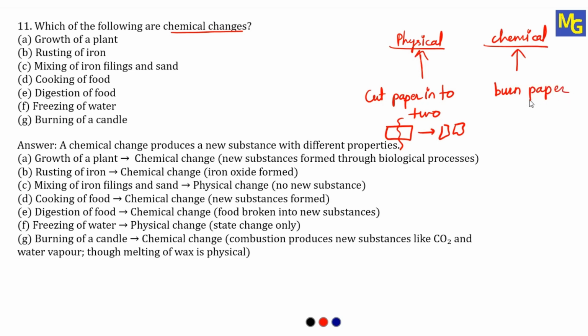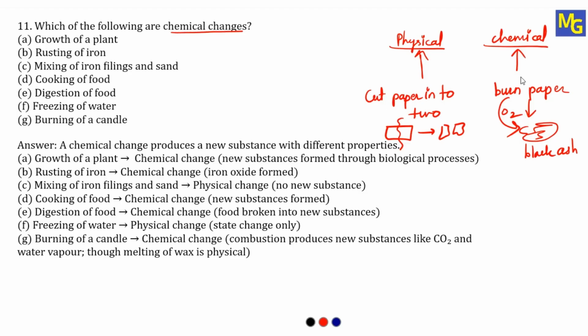If you burn paper, we are going to get ash, black ash. When we get black ash, you have changed its chemical composition by burning, by reacting with air, that is oxygen gas. So these are the examples of physical and chemical changes. If you see my earlier video, you'll understand.